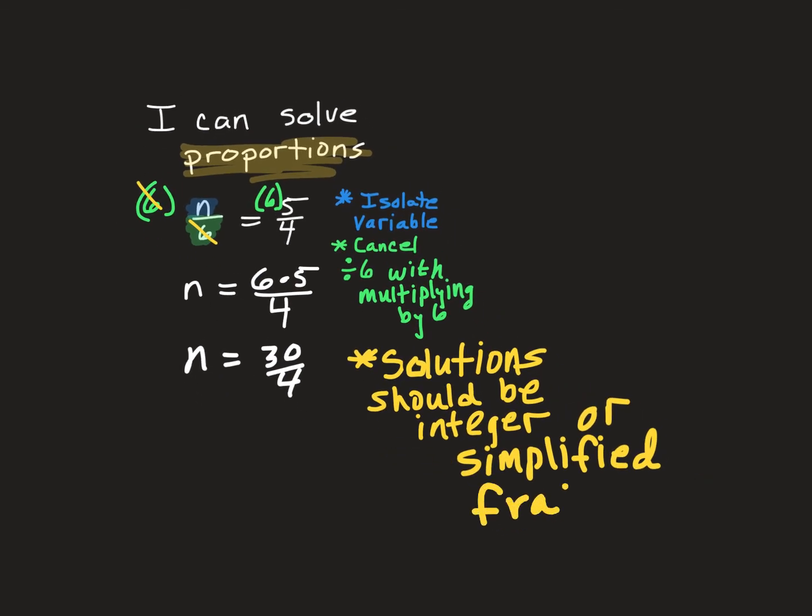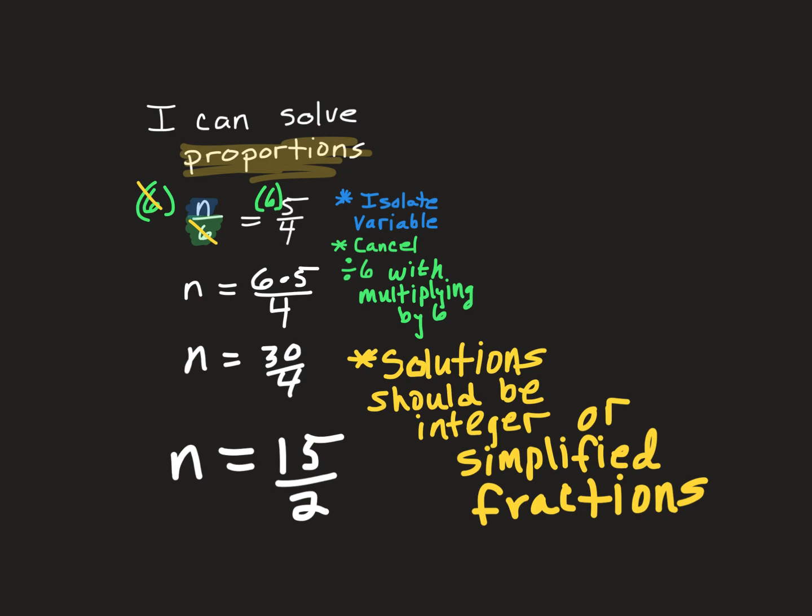Yes, ma'am, Chloe? I was just getting there because, and that's why I wrote first, your solution should be an integer or a simplified fraction. Is 30 over 4 simplified? No, it's not. And she noticed that, right? Because you can divide both 30 and 4 by, what can you divide them both by? They're even, correct. So you can divide them both by 2. So the real answer I want from you is 15 over 2 because you can simplify it that way.